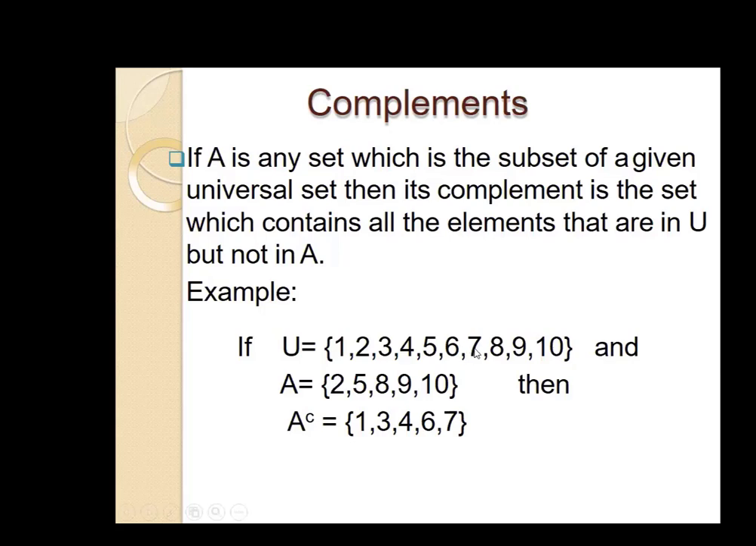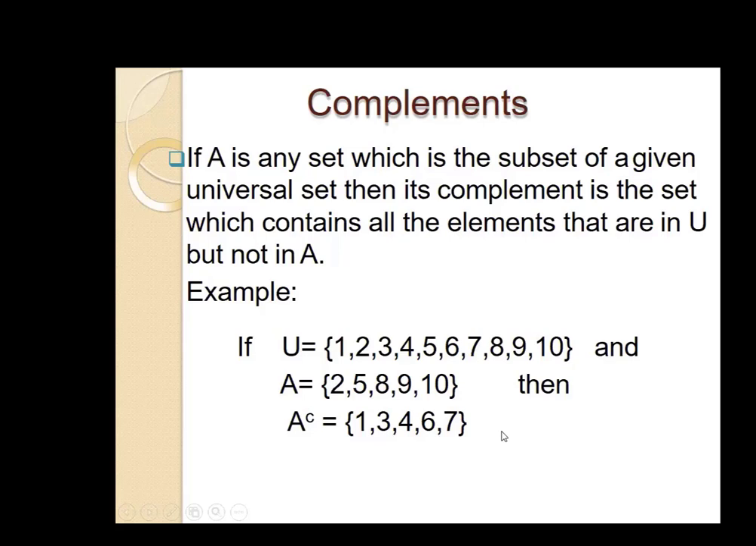In the same way, 7 is part of U, it is not present in A, so it will come over here, okay? 8, 9, 10 are the three objects which are also part of set A, so these are common elements and will not come in the complement set, right? Only those elements will come which are part of U but not part of A. So it will be 1, 3, 4, 6 and 7, right?